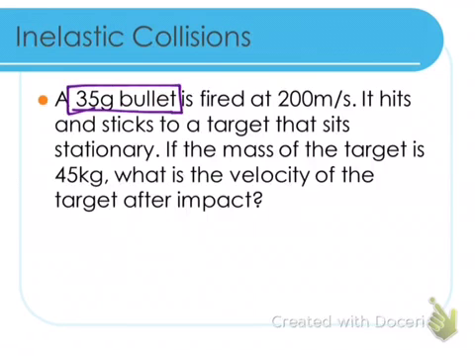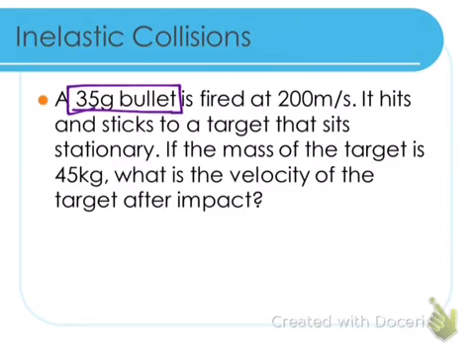A 35-gram bullet is fired at 200 meters per second. It hits and sticks to a target that sits stationary. The mass of the target is 45 kilograms. What's the velocity of the target after impact? When this bullet hits its target, it might scoot the target just a little bit, but it's going to stick in it. Think of a block of wood as a target: the bullet hits it, and it moves with that bullet a little bit. It's not going to bounce in the other direction. It keeps moving in the same direction as the bullet.